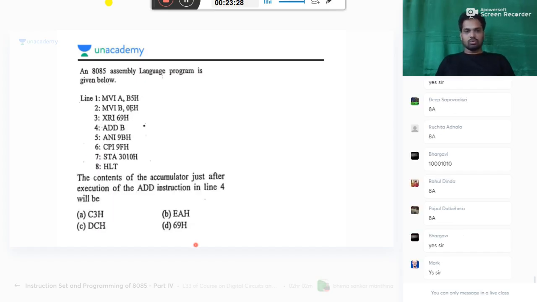Okay, let's go. Same question. This one is similar question, I think. Actually, this is the first question. That is the second question, but slightly changed. So this question, what is the statement? The contents of accumulator just after this. Already we have done now. We got EA.